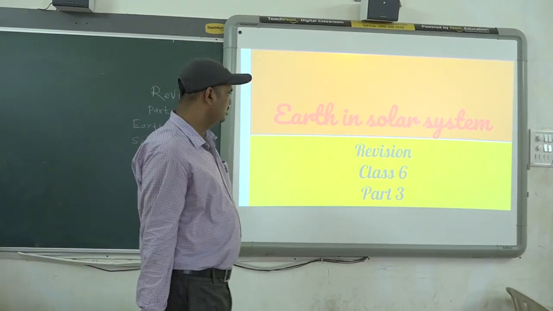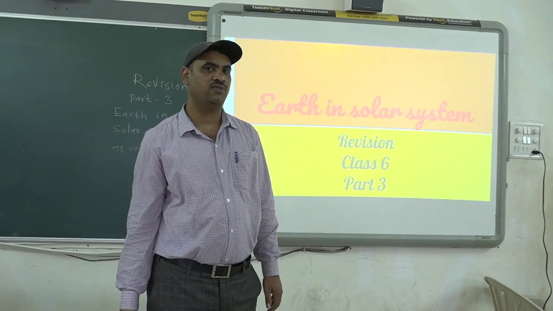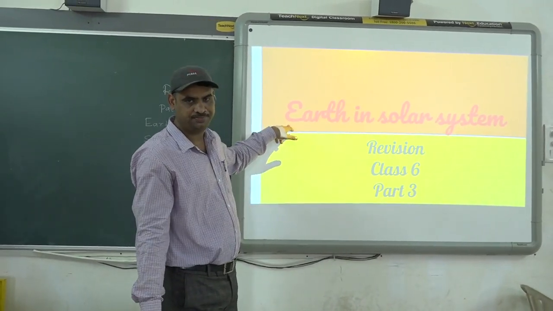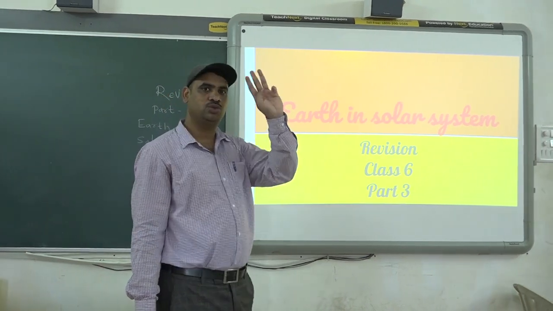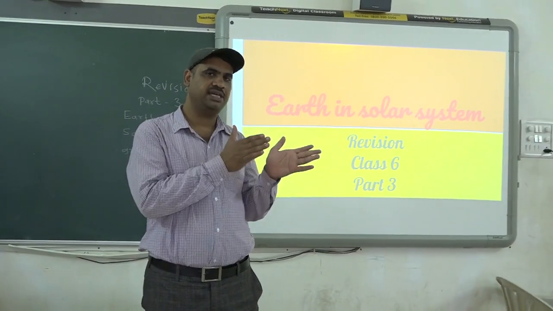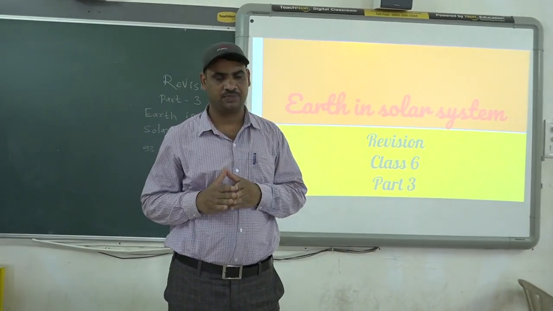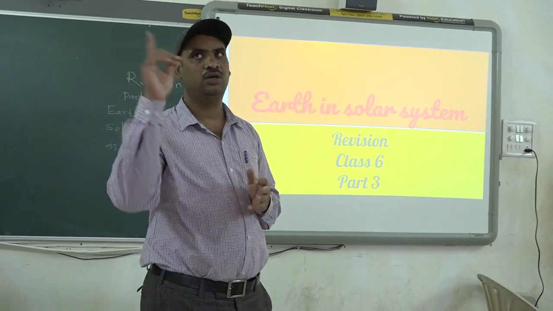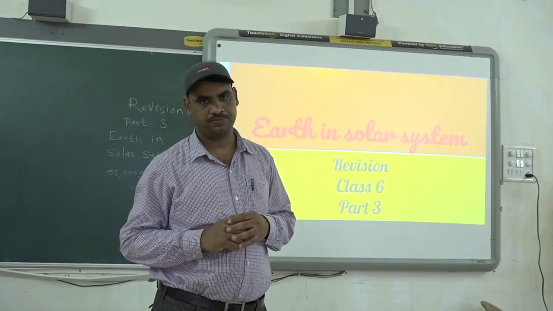Welcome dear students to part three of our geography lesson, Earth in the Solar System. In the previous two parts we discussed the differences between stars and planets. Then we discussed the different constellations that are found in the solar system.